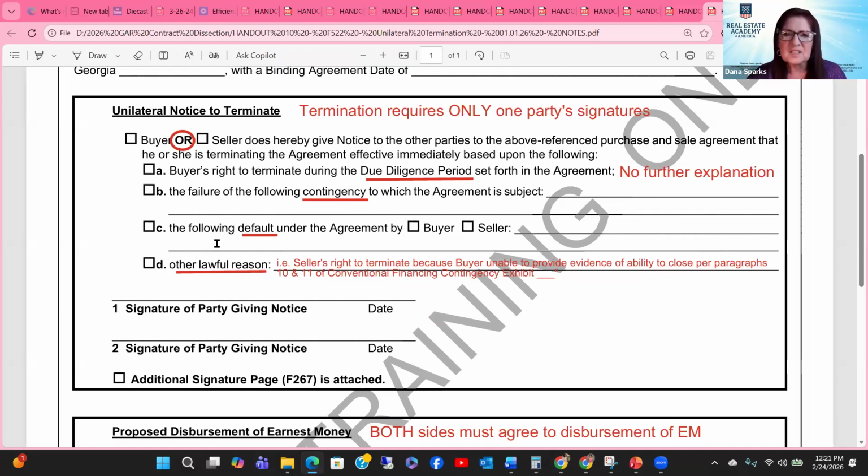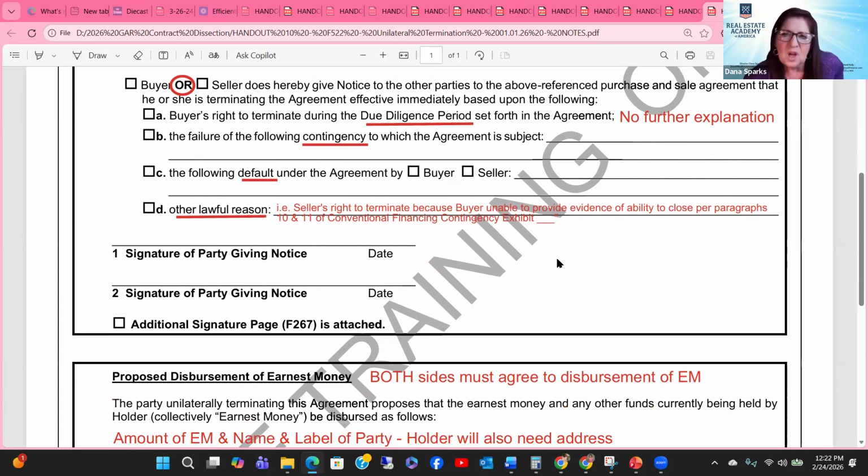Or if one of the parties defaults, buyer or seller, and then you would put, for example, buyer default, you'd mark buyer and you would put terminating after expiration of due diligence period. That would be an example. Other lawful reason. A lot of times people ask me, what would that be? I have an example. Seller's right to terminate because buyer is unable to provide evidence of ability to close per paragraphs 10 and 11 of conventional financing contingency exhibit A or whatever. That's not really a contingency. In that part where there is a seller right to terminate if the buyer doesn't provide them evidence, it's not a contingency. It's just something spelled out in the contract. So that would be other lawful reason.